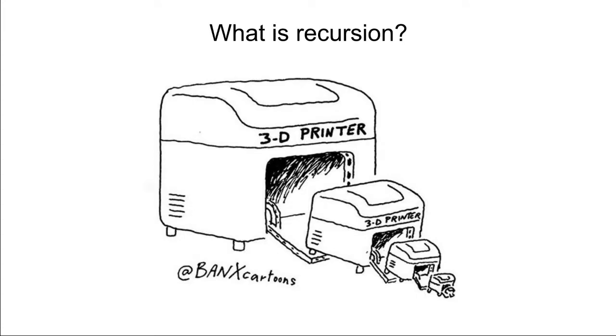One way to visualize recursion is to imagine a 3D printer that prints other 3D printers. In this picture, you will see that the large printer is able to print a smaller printer, and that smaller printer is able to print an even smaller printer, and so on and so forth. In this analogy, our printer is a mathematical function which makes smaller and smaller duplicates of itself to solve a problem. The analogy is not quite perfect, but it's a good visual starting point to understand what recursion is.